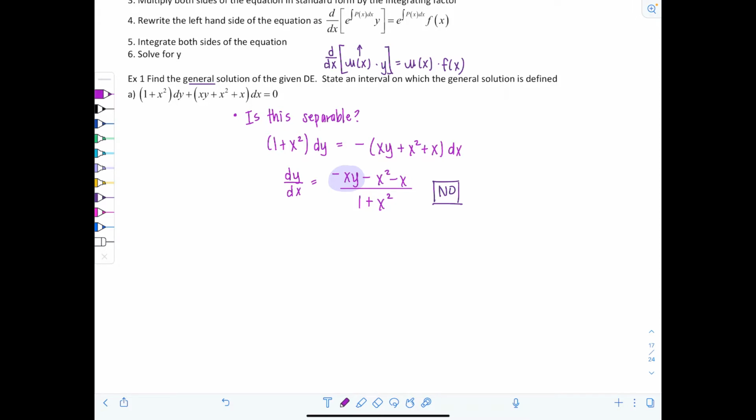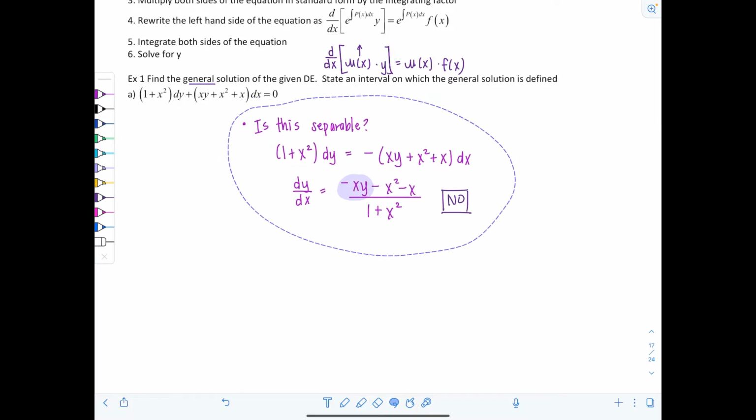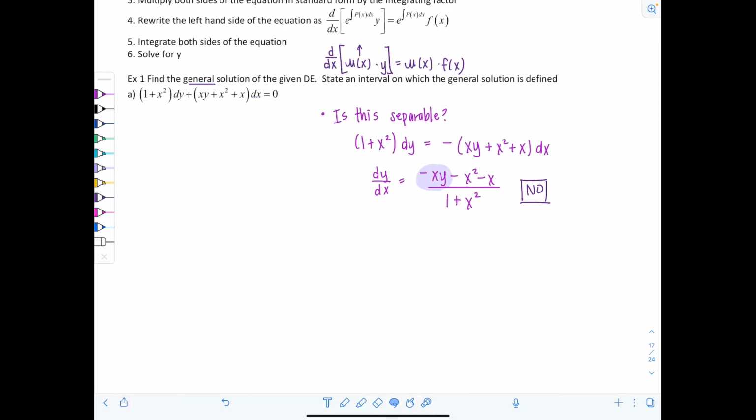All right. What else did we learn after that? Oh, we learned about exact equations, right? So let's check, is this exact? Do you remember the criteria? I'll remind you right now, don't worry.